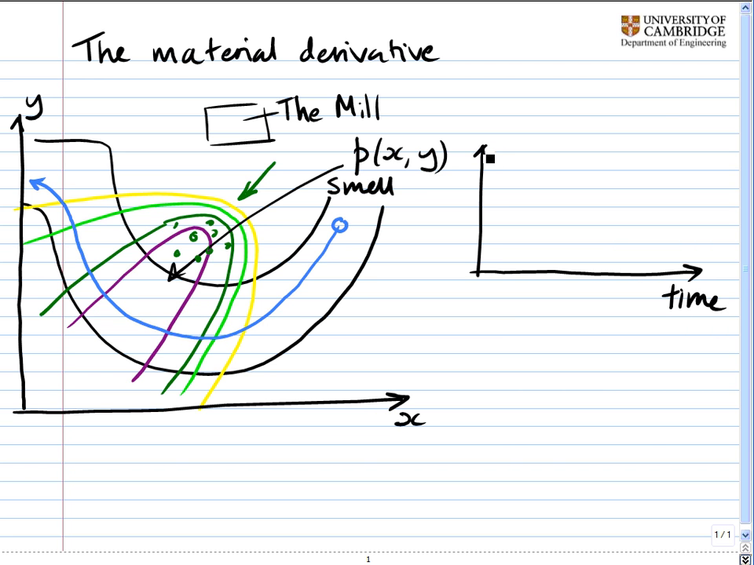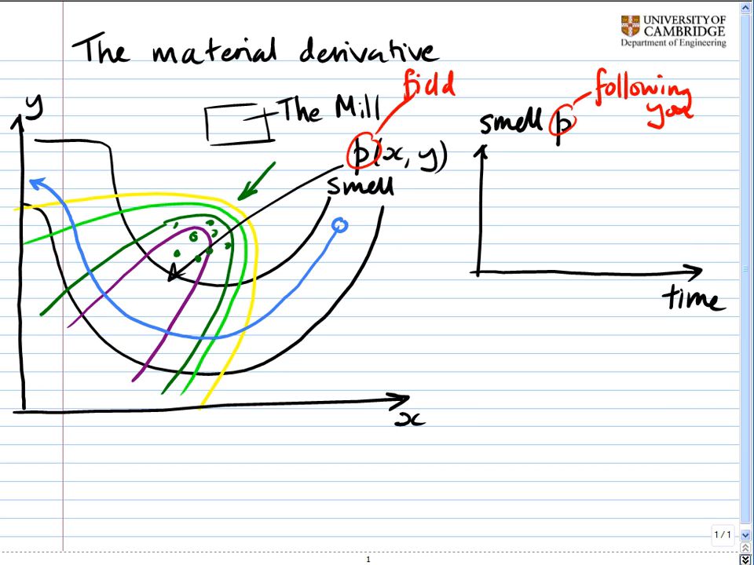So on the vertical axis we're going to have the smell. And I'm going to call that P as well, but note there's a difference here. This is the P, if you like, following you, or the smell that you smell, whereas this is subtly different. It's the same thing, but it's a field, and it's a function of x and y. So the first thing is the smell following you, and the second thing is the smell field.